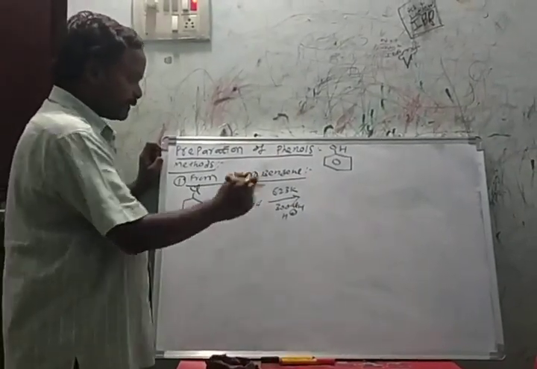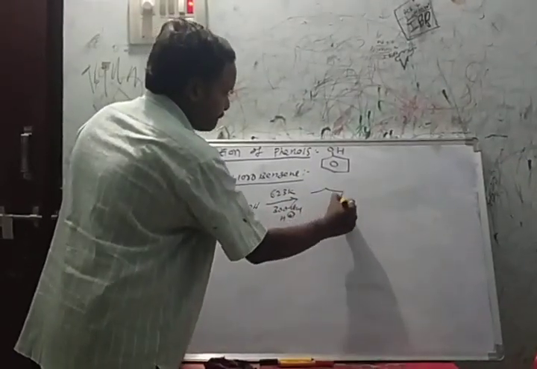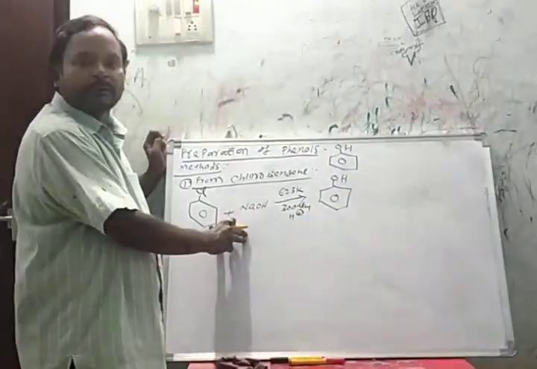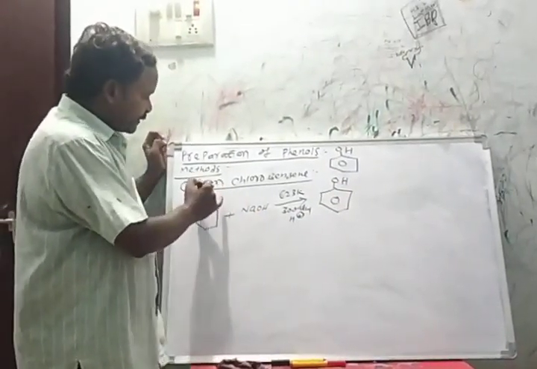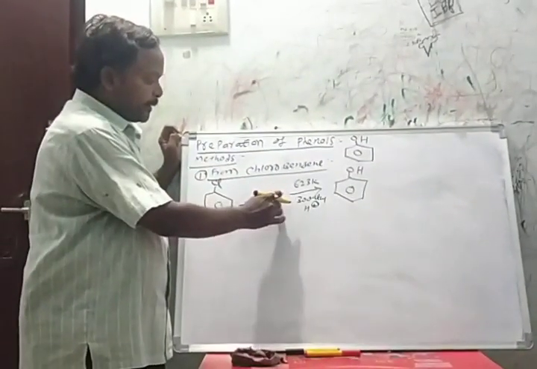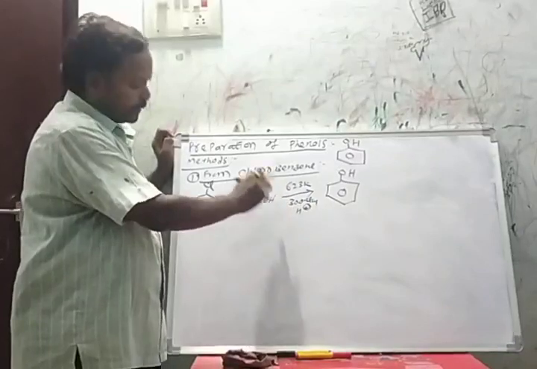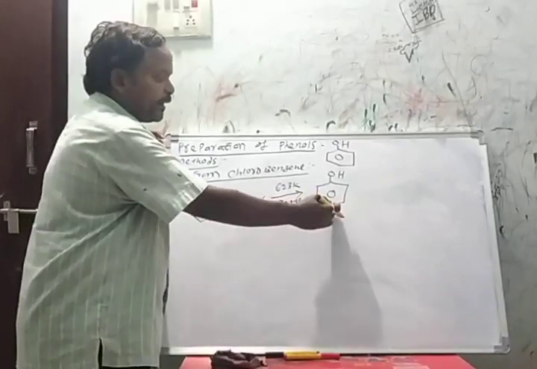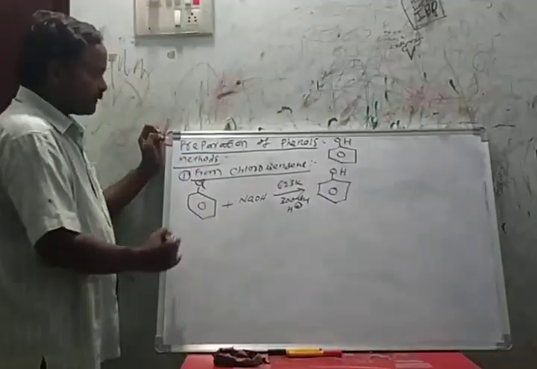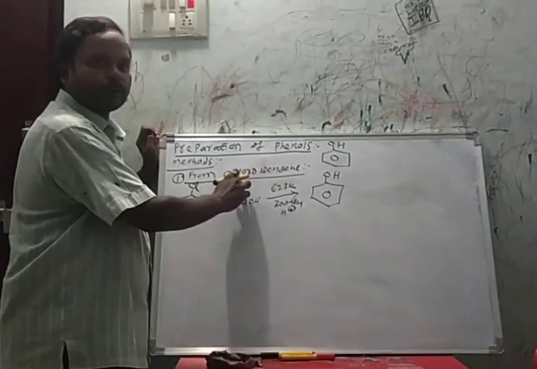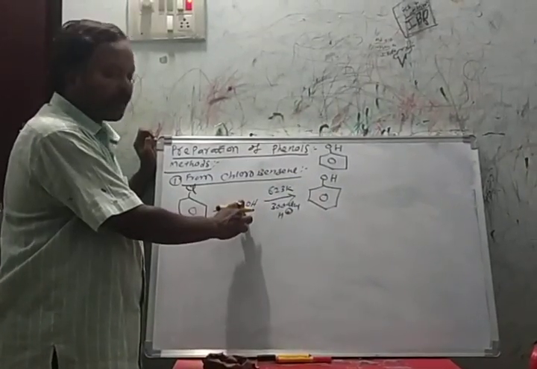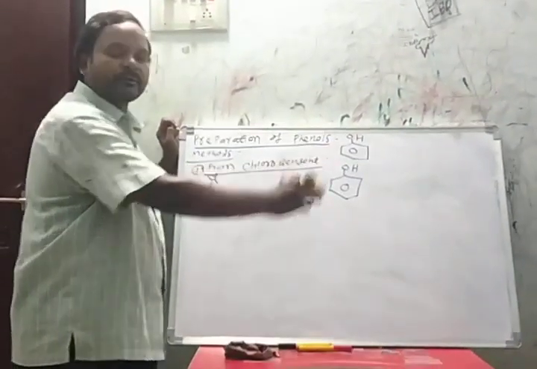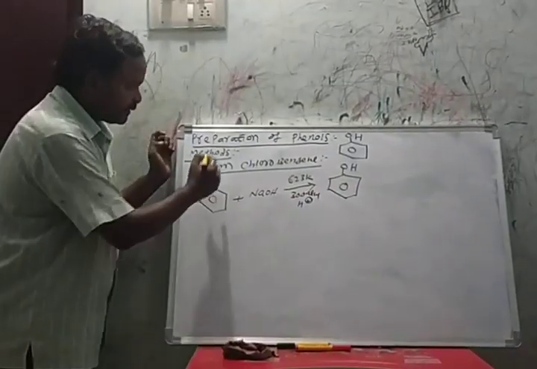here we will get phenol by the nucleophilic substitution reaction. Here OH minus acts as the nucleophile. The chlorine is substituted by the OH minus nucleophile and forms the phenol. So this is the first method: phenol is prepared from chlorobenzene by the reaction with sodium hydroxide at 623 Kelvin, 300 atmosphere pressure in the presence of acidic catalyst.